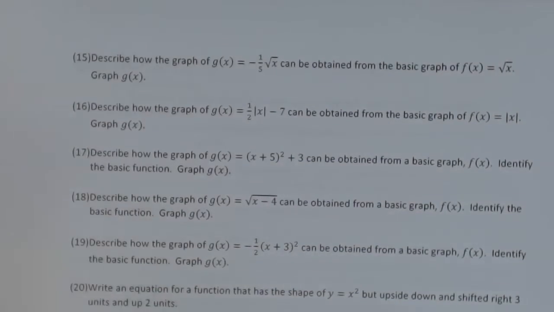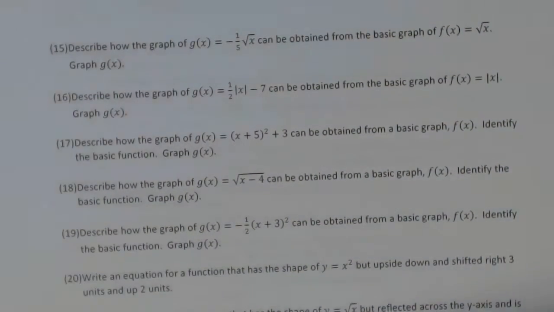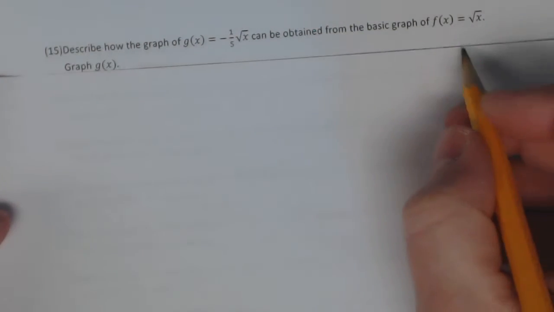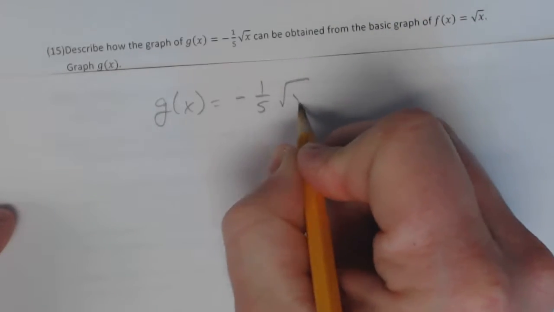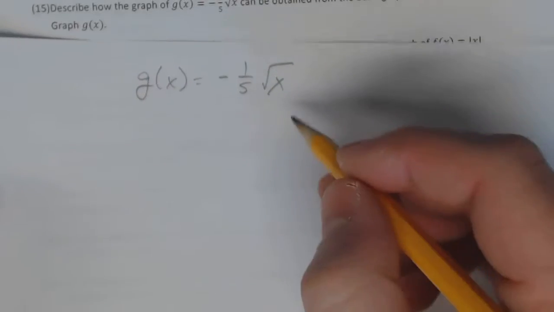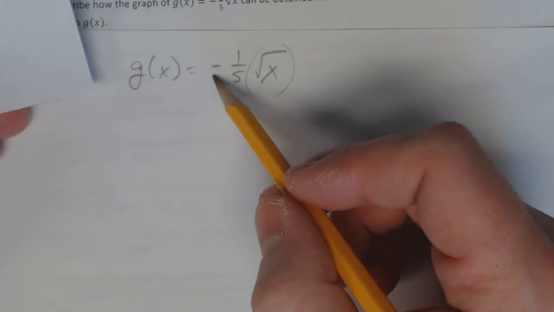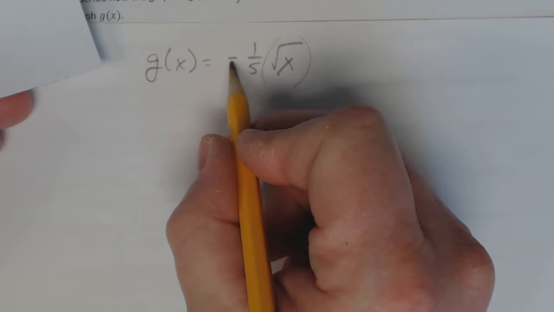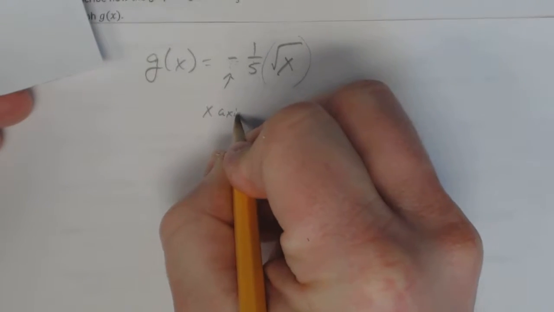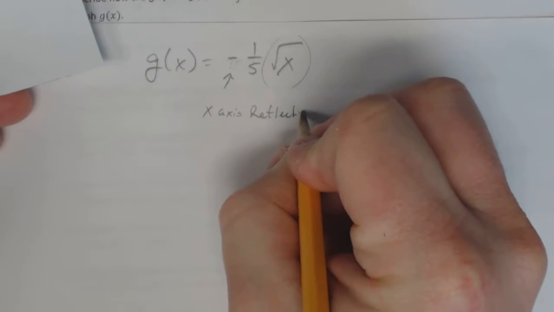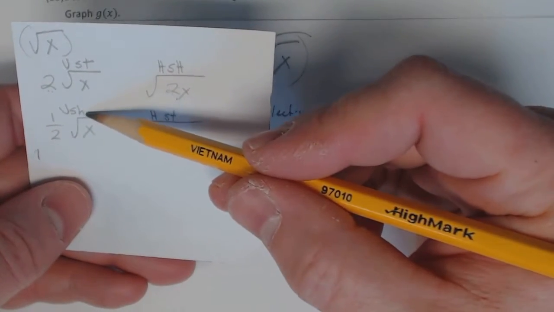So, if I'm going to graph number 15, describe how to graph it. Well, we're based off the square root of x, and the function now is g of x equals negative 1/5 square root of x. Well, this is the original, right? So I'm multiplying by 1/5. I don't care about the negative. The negative is a reflection. Basically, if it's on the outside like this with this number, it's an x-axis reflection. So that's an x-axis reflection. And then this guy, remember what he does? He does a vertical shrink.